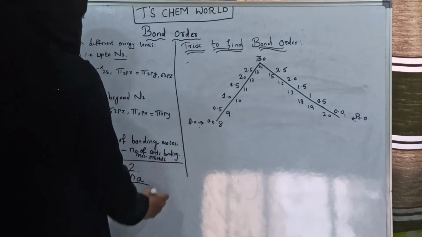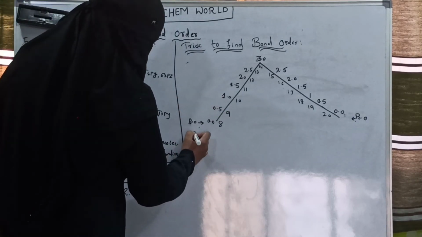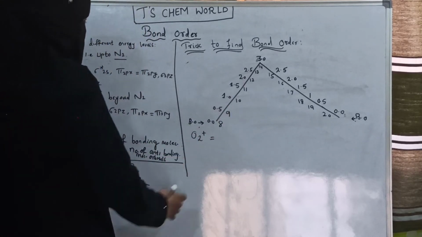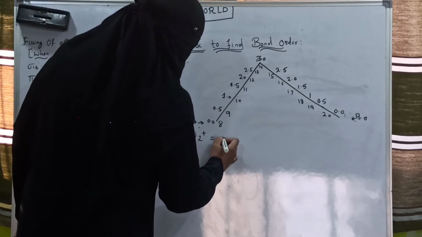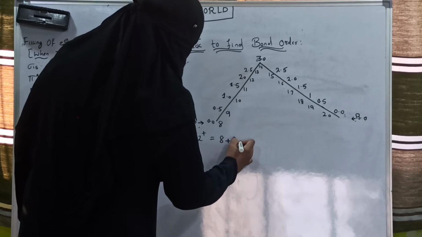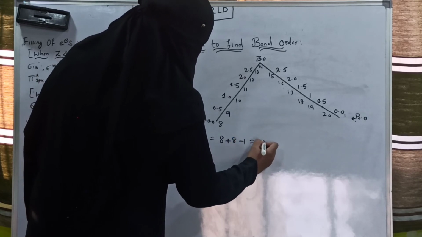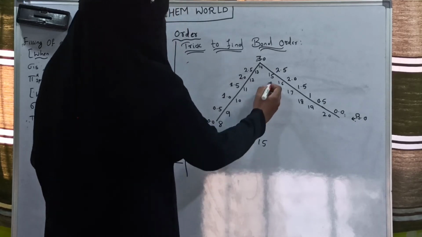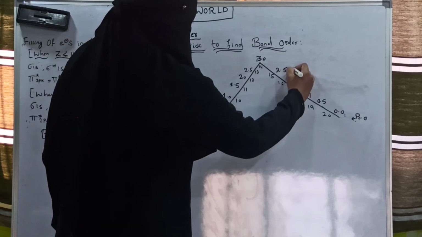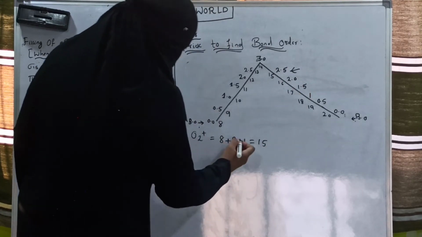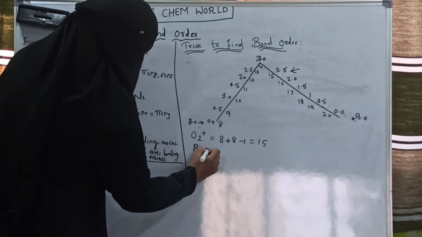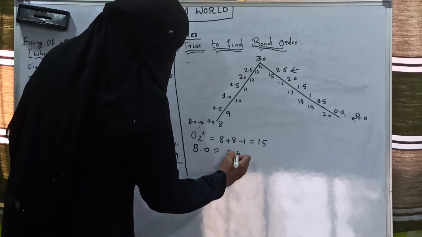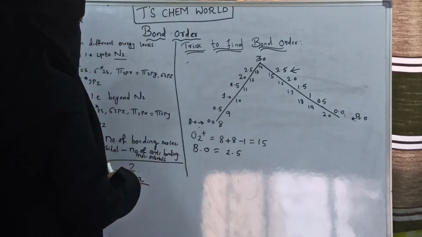So, for example, if we want to find the bond order of O2 plus. O2 plus means for O, 8 plus 8 minus 1, that is equal to 15. Now, from this figure for 15, the bond order is how much? 2.5. And we can easily write the bond order for O2 plus, which is equal to 2.5.